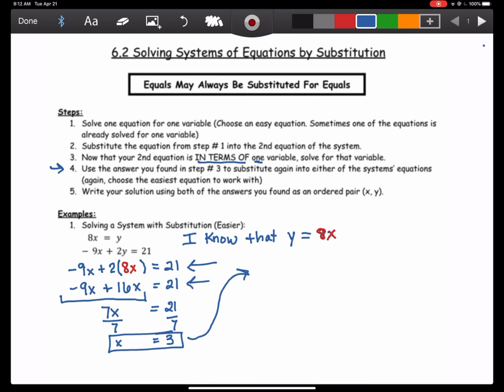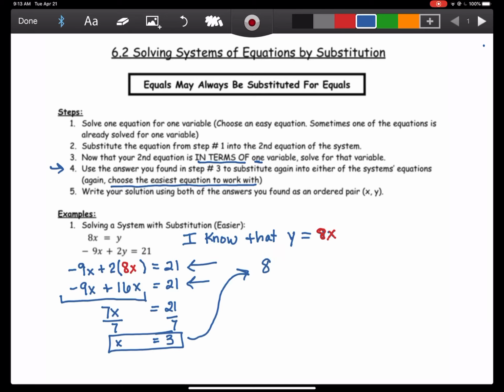Now, I would choose the easiest equation to work with. It doesn't matter which equation you work with, as long as you choose an equation that has x and y in it. And usually, in this case, they would all have x or y in them. So there are times when there's only one equation that doesn't, but for now we have both variables in both equations. So I'm going to pick the easier of the two equations.